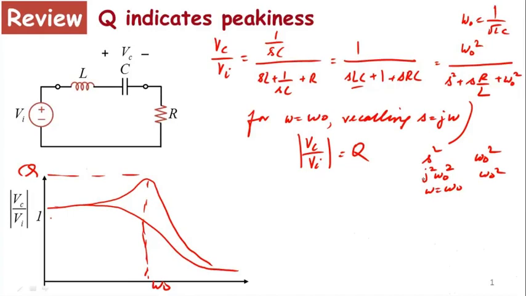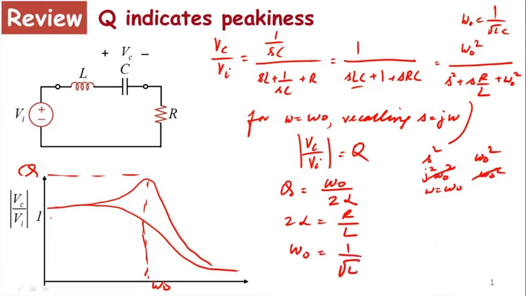And notice that j squared is -1, and so these two cancelled out. When those two cancelled out, I got omega naught squared divided by j omega RL, and simplifying that, I ended up with Q, where Q was omega naught by 2 alpha, and 2 alpha was equal to R divided by L, and of course my omega naught is 1 over square root of LC.